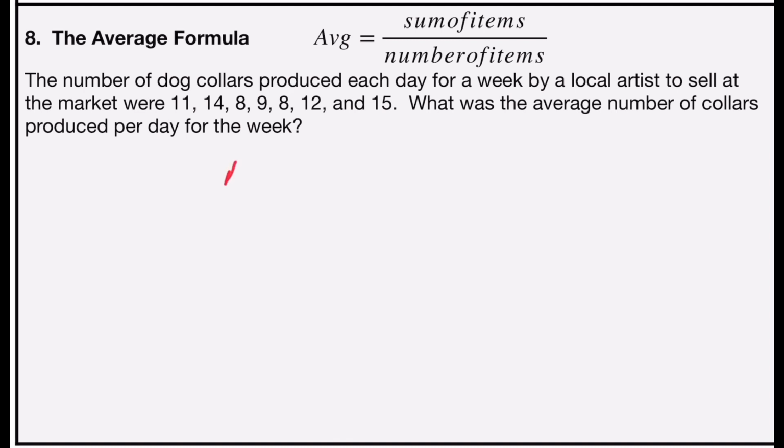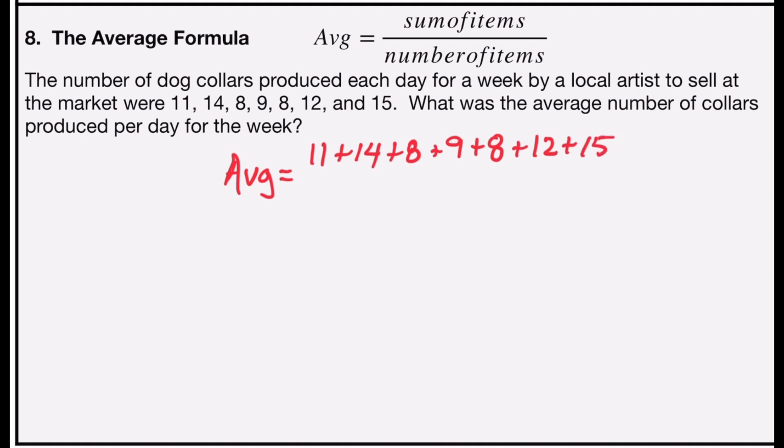So to find the average, I'm going to add up each of the number of collars for the days. So I have 11 on Monday, 14 on Tuesday, 8 on Wednesday, 9 on Thursday, 8 on Friday, 12 on Saturday, and 15 on Sunday. And then I'm going to divide that by the number of items, which would be 7, since there's 7 days in a week. And then I'm just going to simplify.